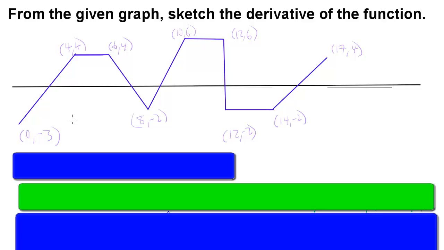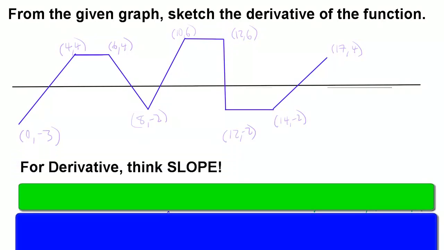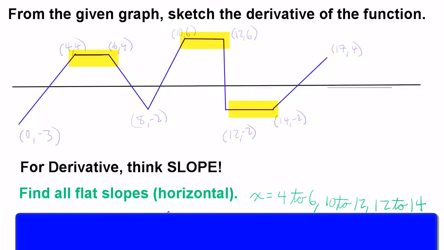I've taken the liberty of labeling all the points where there's turns, which is going to help you out a lot when you actually graph this. So remember, for the derivative, think slope. So first, whenever you have something like this, whether it's smooth curves or non-smooth curves, you want to find all flat slopes where it's horizontal. So in this case, it's x equals 4 to 6, 10 to 12, and then 12 to 14. I hope you see those.